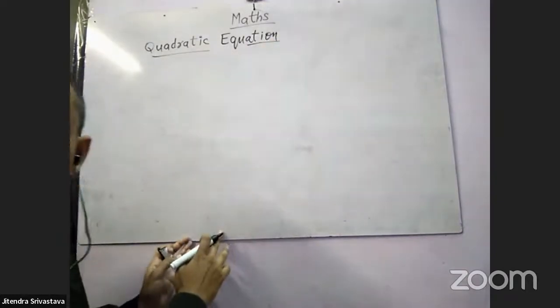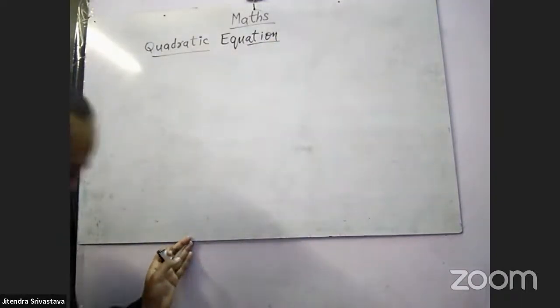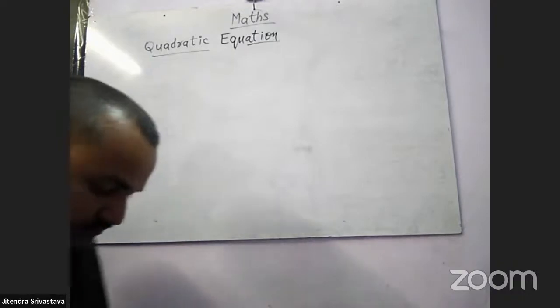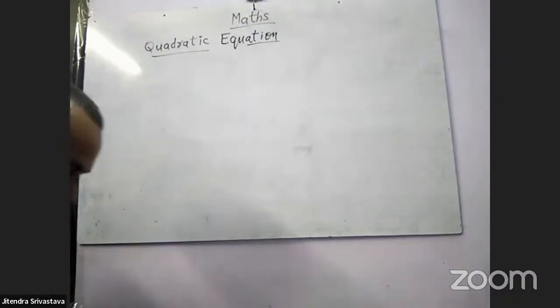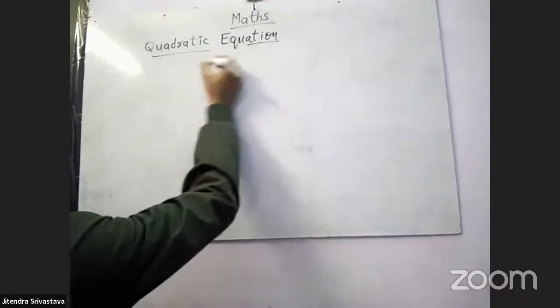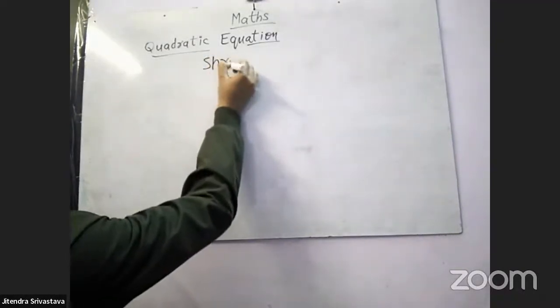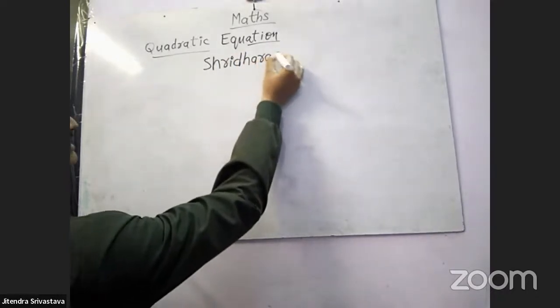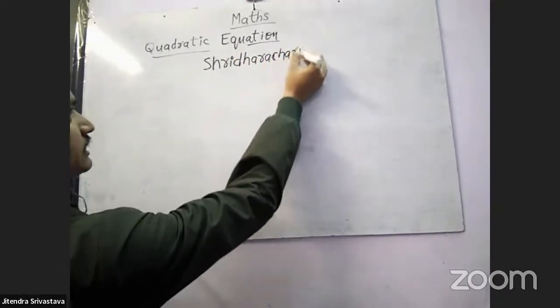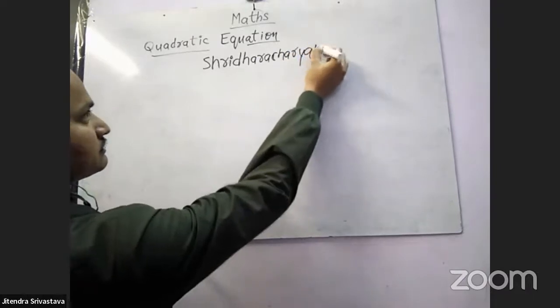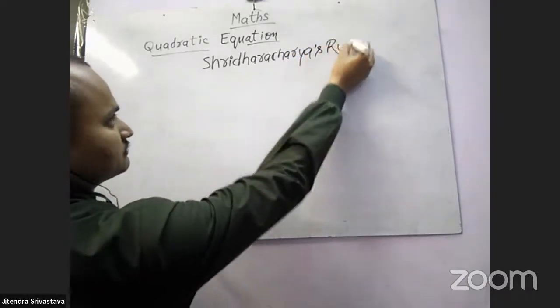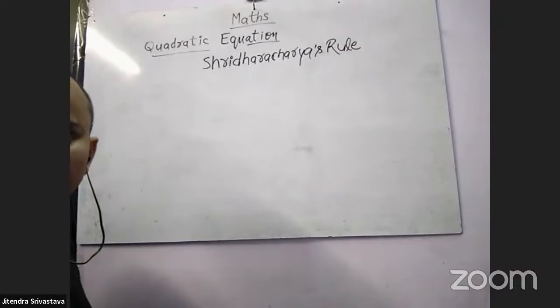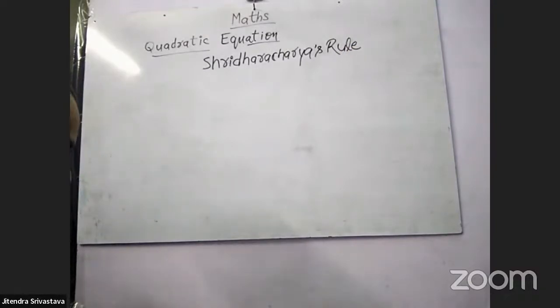Is it visible? So the formula is known as Sridharacharya's rule. So now we will start doing this.